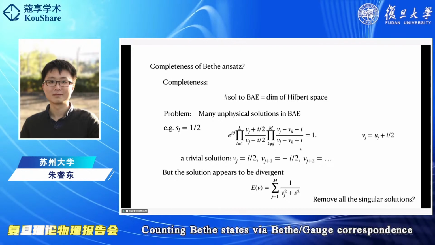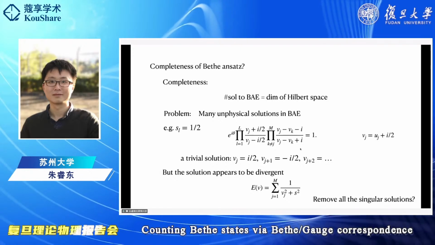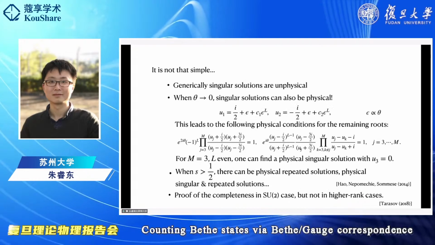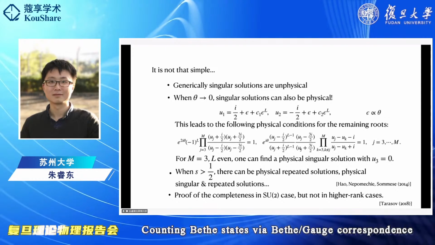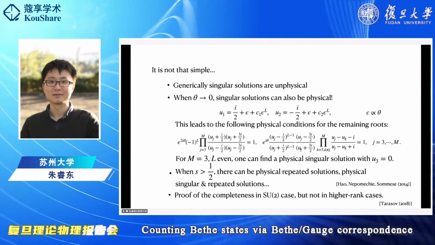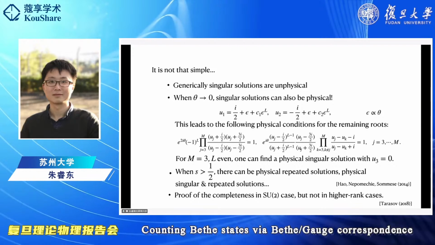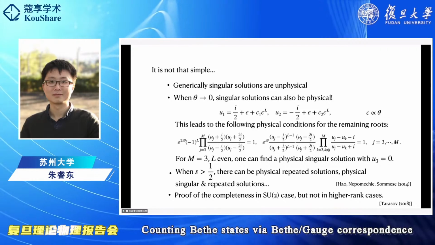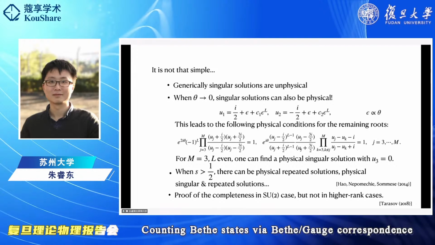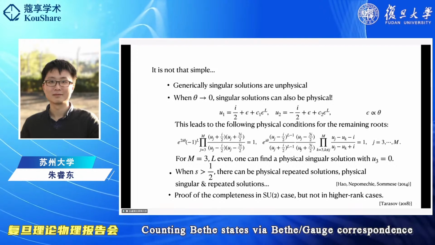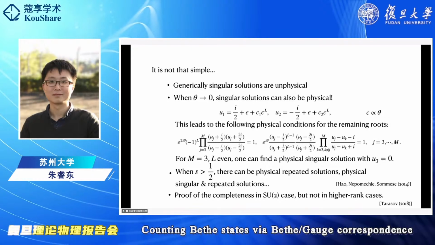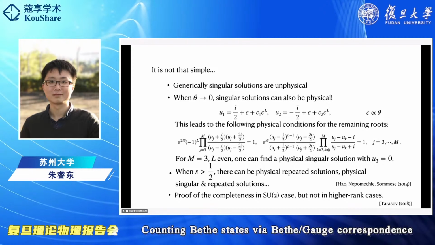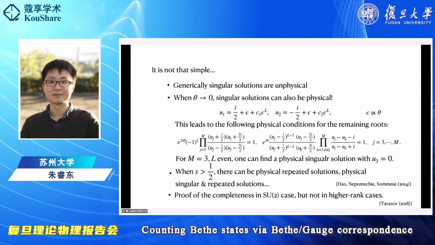So it's absolutely not a physical solution. So of course, then we can think, okay, then we just remove all these singular solutions. It will be done. However, it's not that simple. Of course, generically, singular solutions are unphysical, but they can be physical. That's a problem. Especially when we take theta goes to 0, that's the periodic chain we are usually most interested in. Of course, taking something to 0, we need to be careful. We need to do some regularization.